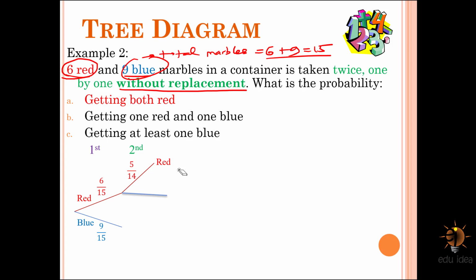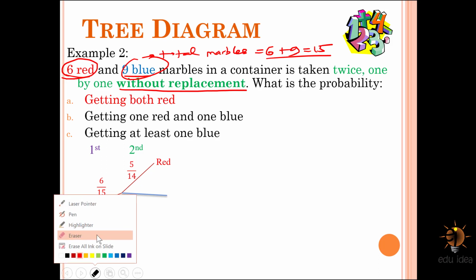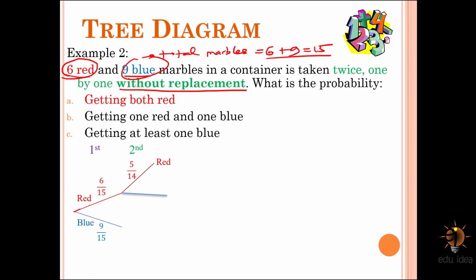So I noticed that you can guess it, right? How many blue do we have if we focus on this branch? The first time you took the marble, you get red. Question: how many blue left? It's still 9, right? Because you didn't take any blue here. So the probability of getting a blue is 9 over 14.